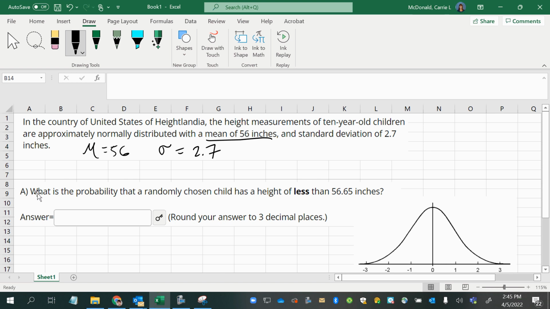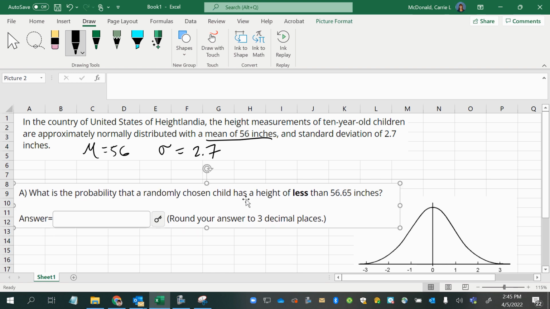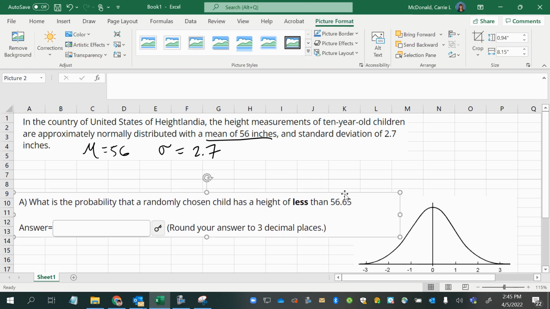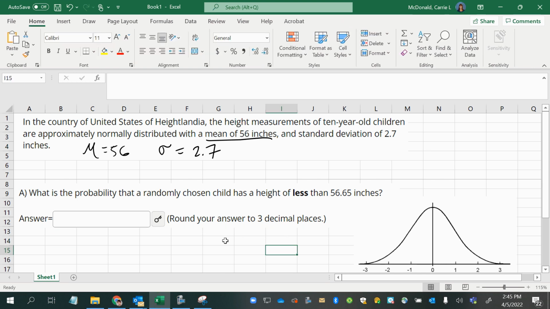And then in part A, it says, what is the probability that a randomly chosen child has a height less than 56.6 inches? So this is our x, the 56.6 inches. And I don't know why I can't write on that. I guess it's because I froze my panes. But I really wanted to be able to do that. So I'm going to write that somewhere else.